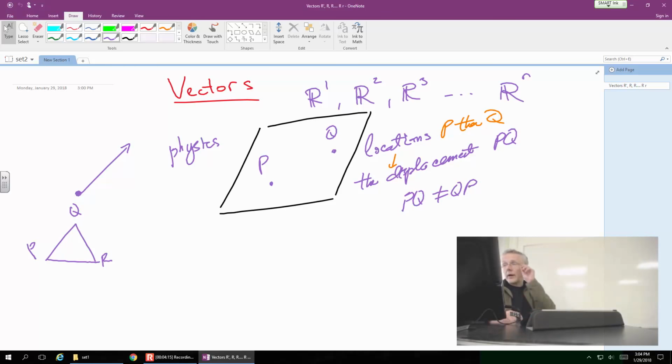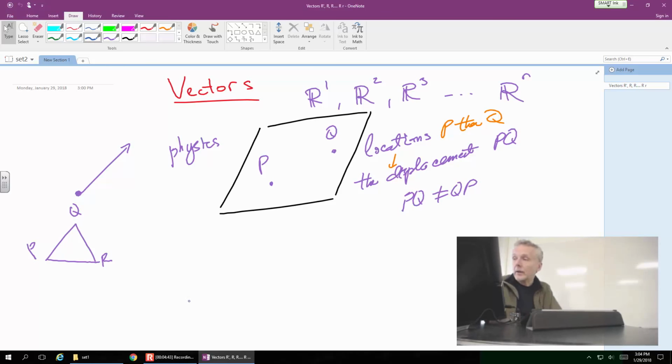Okay, but it is a good starting point to understand the algebraic operations. So displacements can be subject to algebra. Remember I think I made the point that you don't really want to do algebra with locations, because what is the meaning of location plus location? But you can speak of displacements.